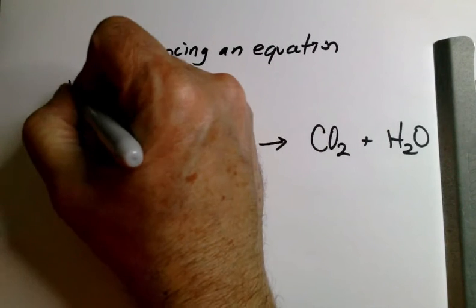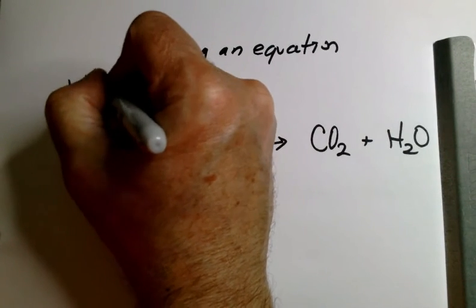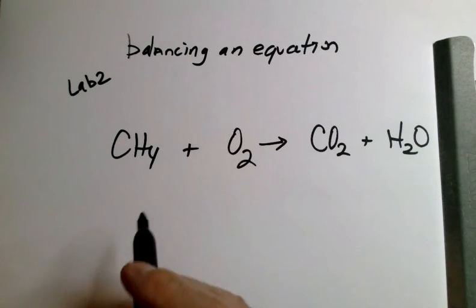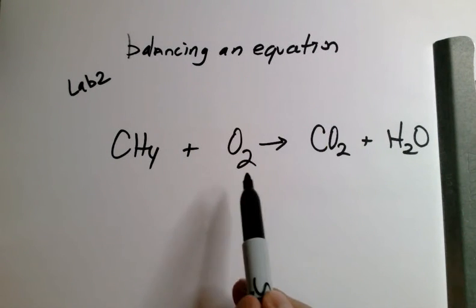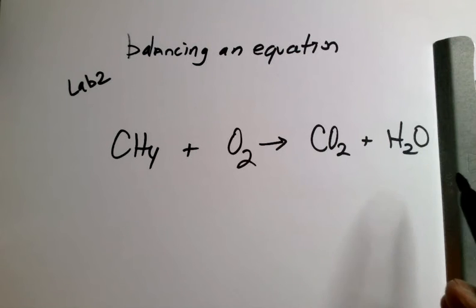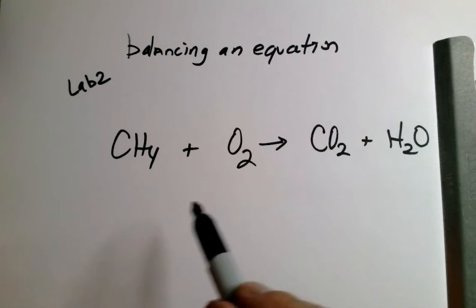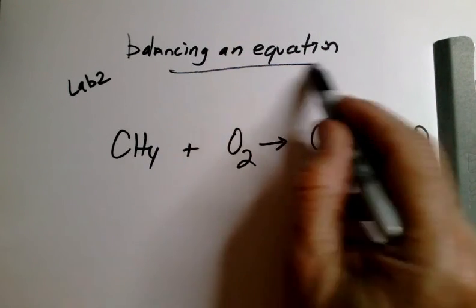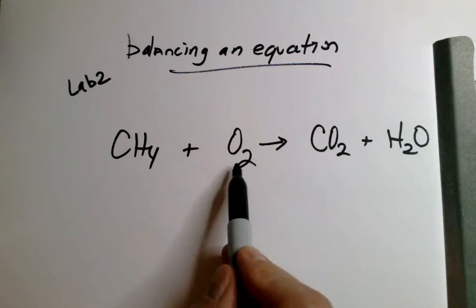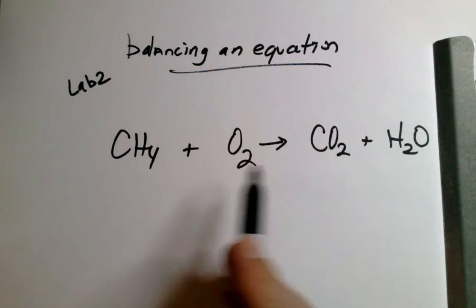In Chem Lab 2, there is a combustion reaction shown. Methane plus oxygen yields carbon dioxide and water. So this is natural gas burning. Let's balance this equation. Each one of these individual formulas is already balanced, so we don't have to worry about that.